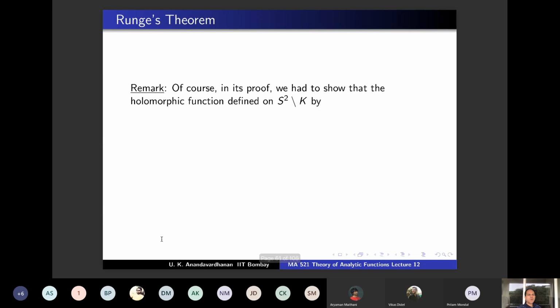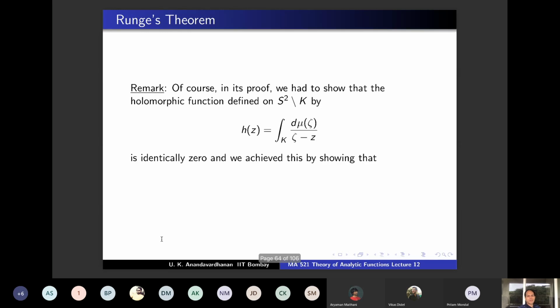We had to show that the holomorphic function h defined on S2 minus K like this, the integral over K of d mu(zeta) by zeta minus z, where mu is a nice measure that you have chosen corresponding to the linear functional that you have taken, is identically 0 on S2 minus K. This was the crux. This function is holomorphic by our general geometric series argument and the Weierstrass test, etc. We knew that this is holomorphic wherever it's defined, and that is S2 minus K. And the crucial step in the proof was to show that this is identically 0.